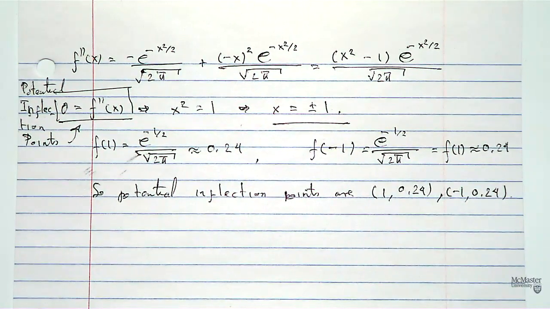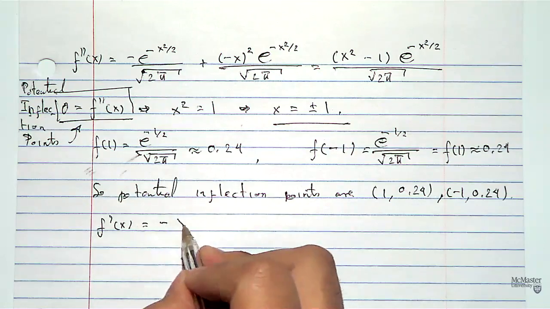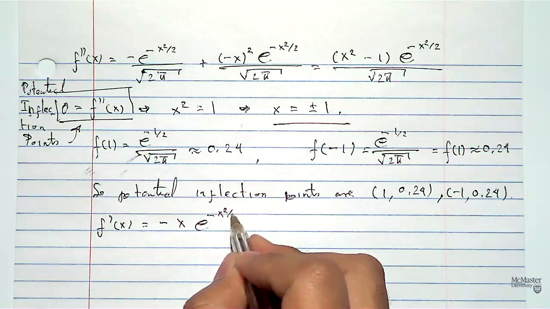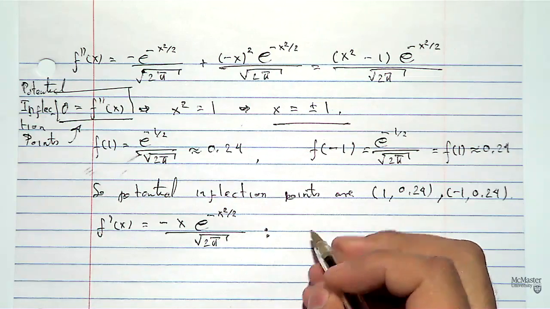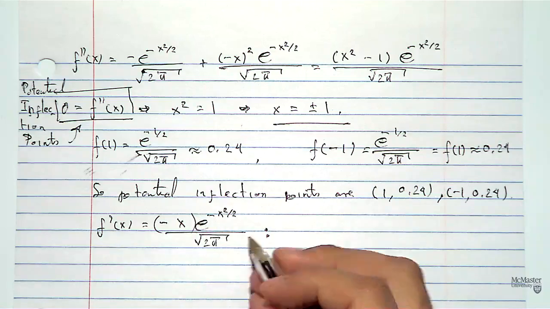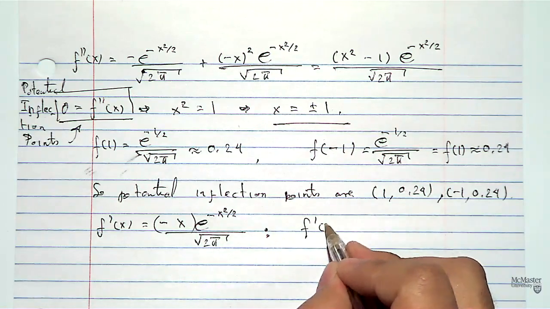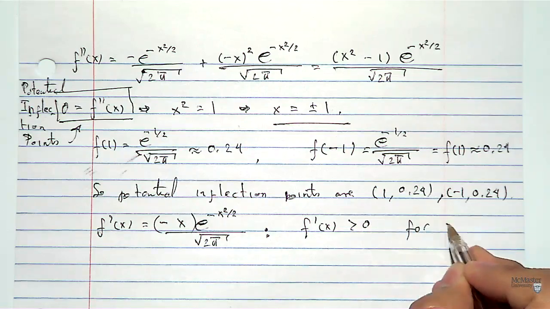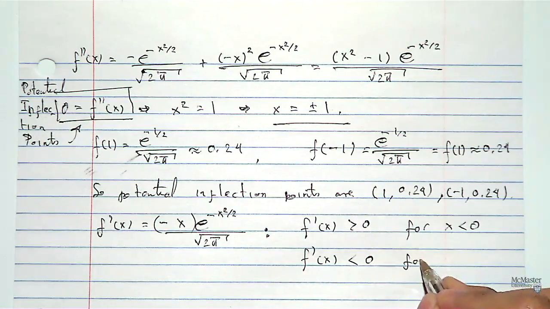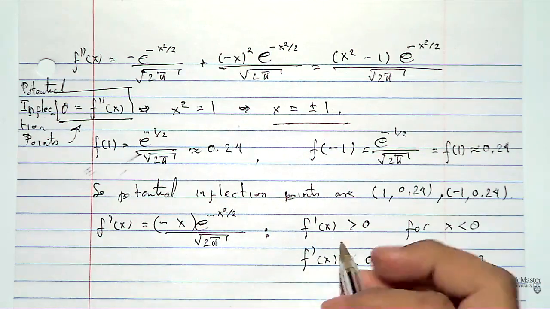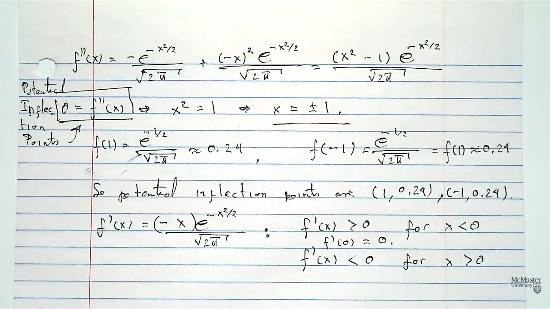Now, the sign analysis will be actually pretty quick. So f prime of x is equal to minus x times e to the minus x squared over 2 divided by square root of 2 pi. And then, if you do the sign analysis, think about this as the factor. This exponential is always positive, so the sign depends on minus x. So f prime of x is greater than 0 for x less than 0. And f prime of x is less than 0 for x greater than 0, because the minus is changing the sign. And of course, f prime at 0 is equal to 0 by all the analysis that I did before.